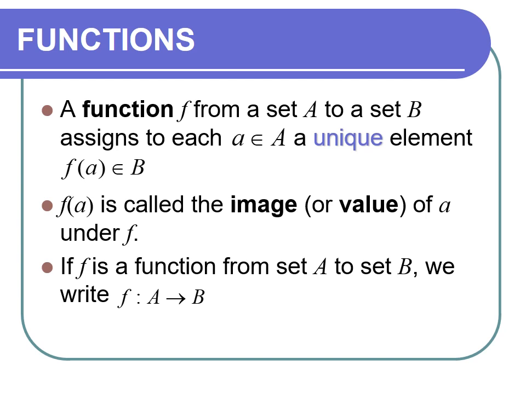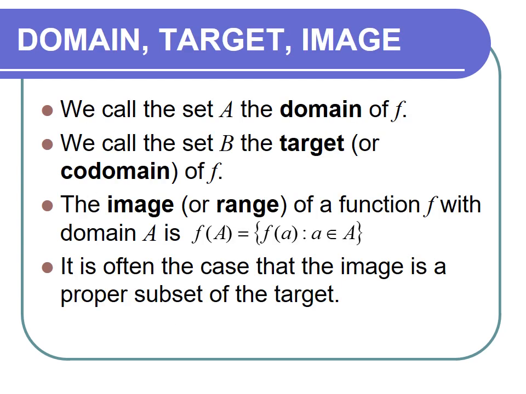F of a, the output, is called the image or the value under f. And then the arrow indicates that we're going from set A to set B. The set A we'll call the domain. Set B we might call the target, or we'll call it the codomain. We're not going to call it the range. The range is the stuff you actually hit in the target space, or the codomain.